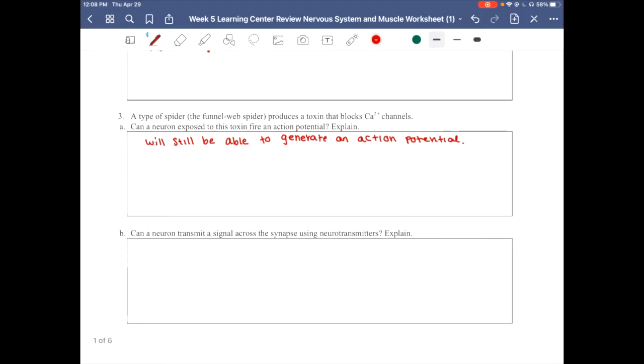All right, I know I kind of talked about this just now, but what do you guys think will happen in a signal across a synapse using neurotransmitter if the calcium channels are blocked? Do you think neurotransmitter release will be affected or won't be affected?